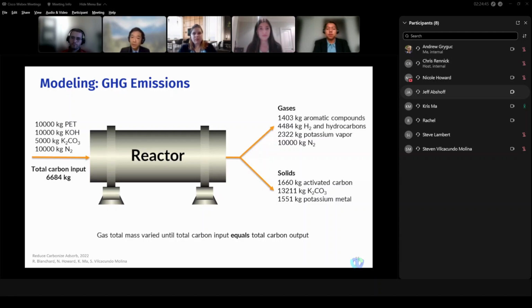Through literature review, the gas composition can be estimated, and through carbon mass balances, the flow rate of the gases can then be calculated. This allows greenhouse gas emissions to be determined. The estimation of our gas compositions will be validated later on.